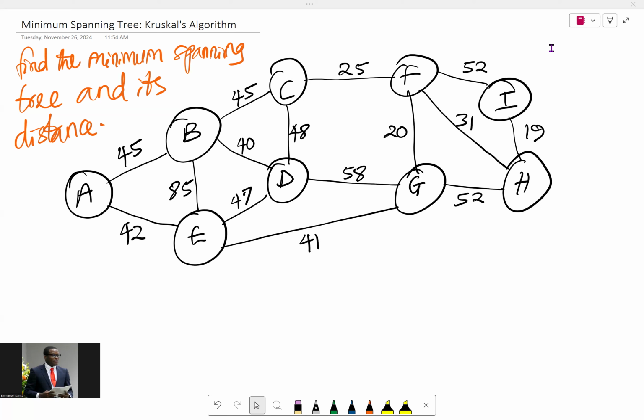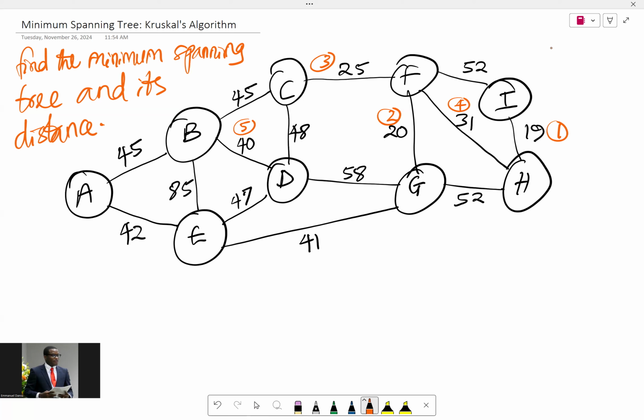Since we need to rank the edges, you start from the smallest, and obviously the smallest distance here is 19 kilometers, which is from H to I, that's the first. The next one will be 20, which is from F to G. The third one will be 25, that's between C and F. The fourth one, after 25, I think it's 31. Then the fifth one would be 40.